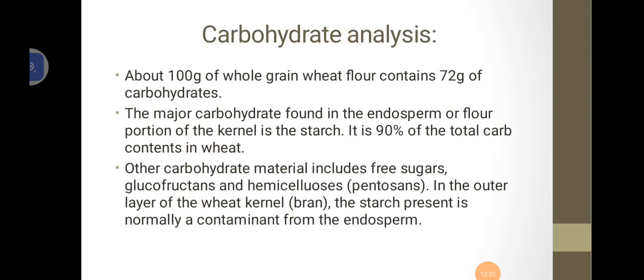Carbohydrate analysis. About 100 grams of whole grain wheat flour contains 72 grams of carbohydrate. The major carbohydrate found in the endosperm of the flour is starch. It is 90% of the total carbohydrate content in the wheat. Other carbohydrate materials include free sugars, glucofructans, and hemicellulose, pentosans in the outer layer of the wheat kernel. Bran, the starch present is normally a contaminant from the endosperm.